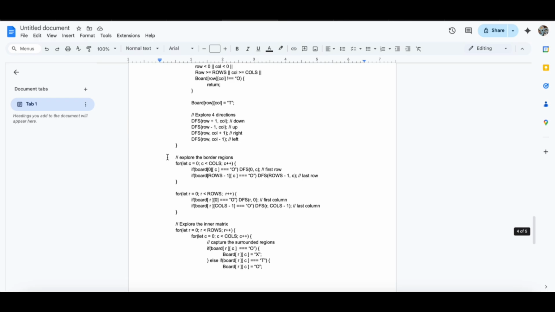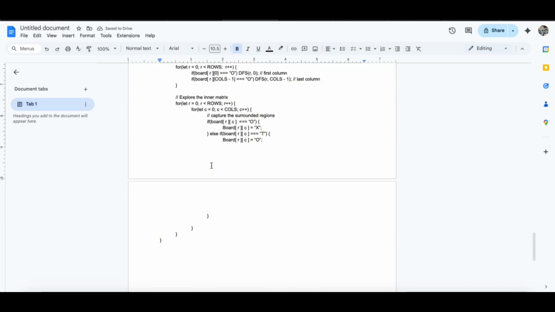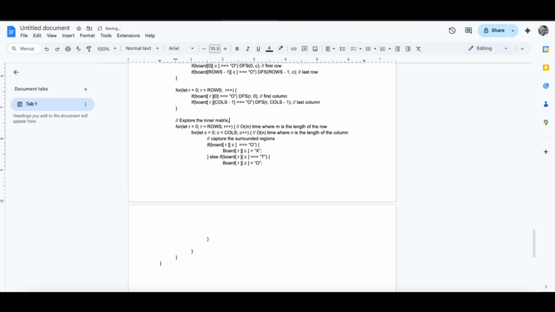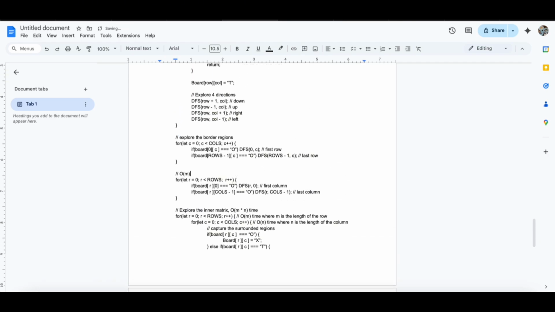So I think like we can continue to do the time and space complexity analysis. Let's do this. This one will be O(M) time, where M is the length of the row. And for this it will be O(N) time, where N is the length of the column, right? So this will be O(M multiplied by N) time. This will be O(M) time. This will be O(N) time.